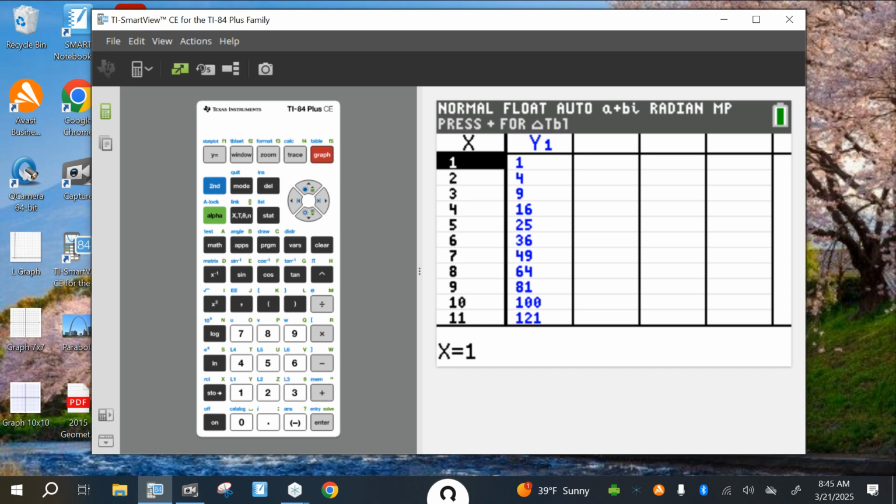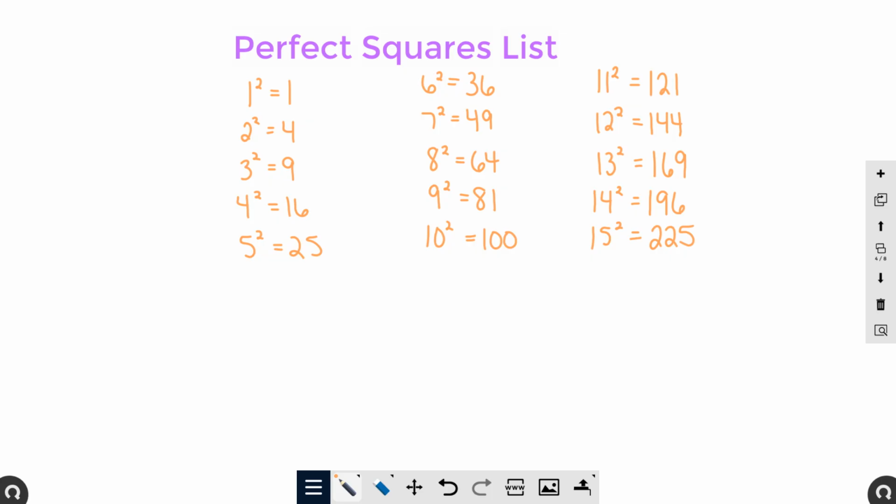And then it actually tells you what the square root of it is. So what's the square root of 64? 8. So we can just go from right to left to find the square root. Now, once you have your list of perfect squares, it's going to make the next part a lot easier.